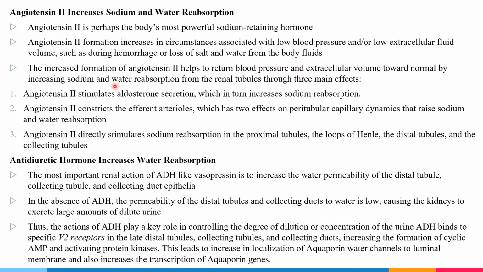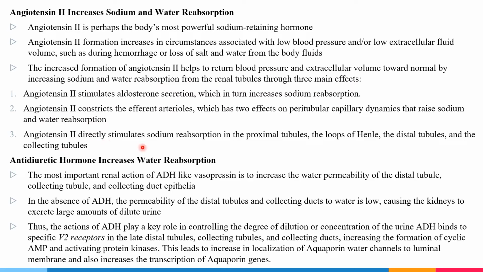The increased formation of angiotensin 2 helps to return blood pressure and extracellular volume towards normal by increasing sodium and water reabsorption from the renal tubules through three main effects. The first is that angiotensin 2 stimulates aldosterone secretion, which in turn increases sodium reabsorption. Angiotensin 2 constricts the efferent arterioles, which has two effects on the peritubular capillary dynamics that raise sodium and water reabsorption.